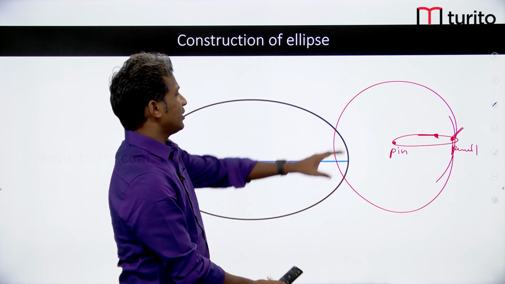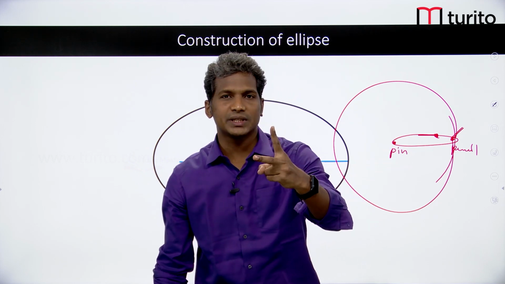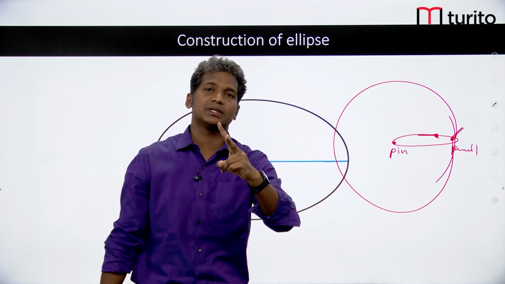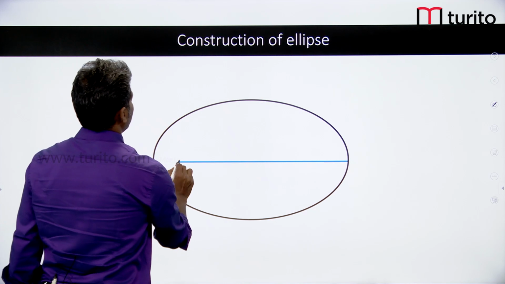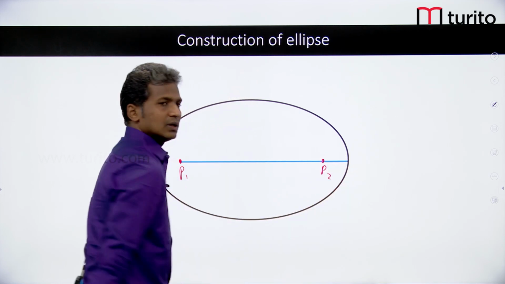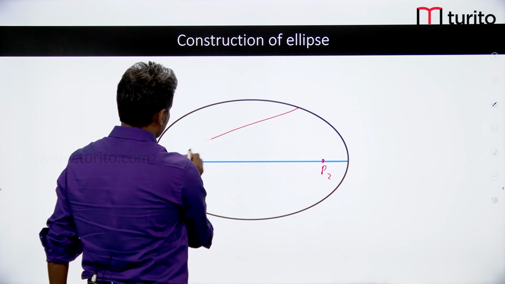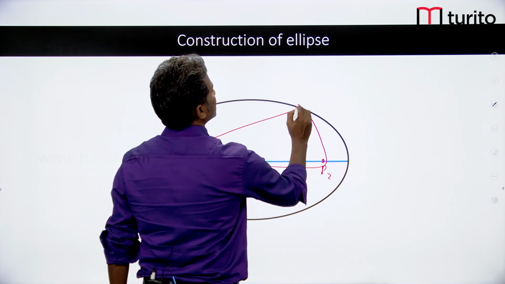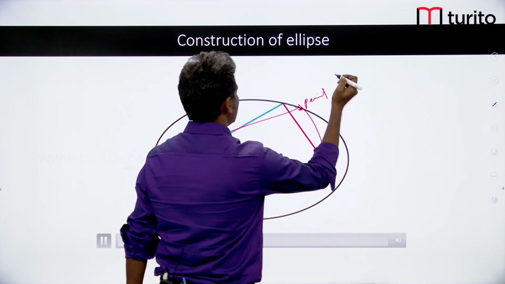Now, imagine that instead of fixing one pin here, if we fix two pins, we will get an ellipse. So how do we understand it? Let us fix pins here. Let us say there is pin 1 here and pin 2 here. Now, we have taken a thread, same process. The thread is something like this, and now my pencil is somewhere here. This is the pencil.